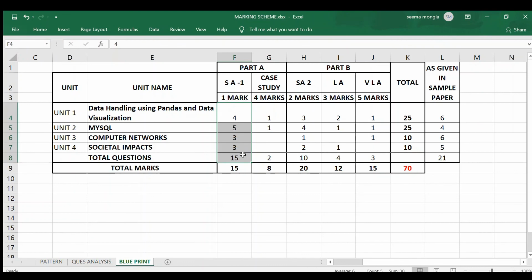This may vary up and down, but overall, when this portion is prepared, you may be easily able to cover up the remaining questions, because you have a choice here of 6 questions. So this is all about the blueprint of the paper, and out of this blueprint you can expect what questions are expected from your coming board exam of Informatics Practices.